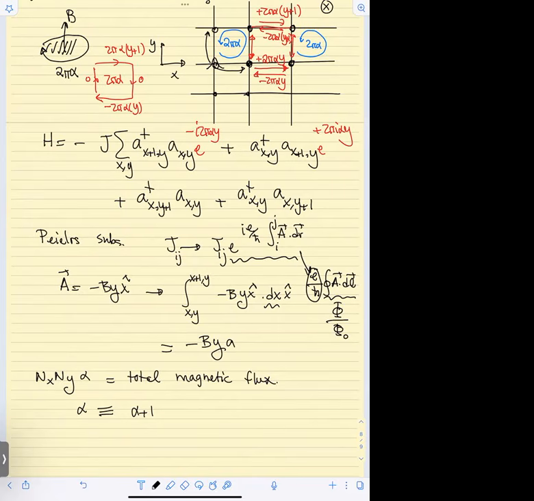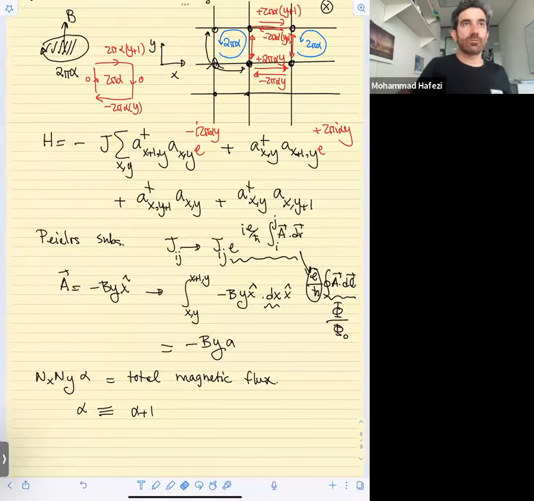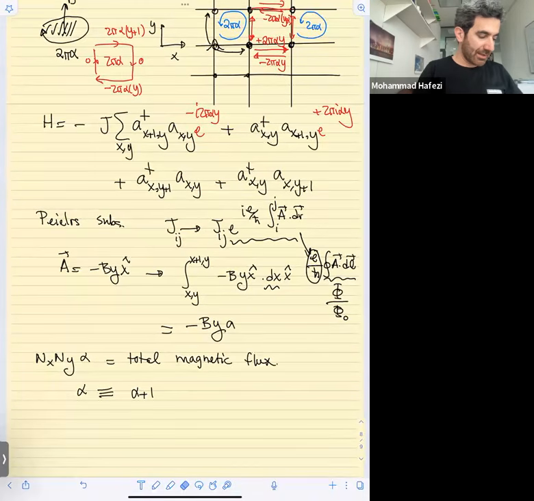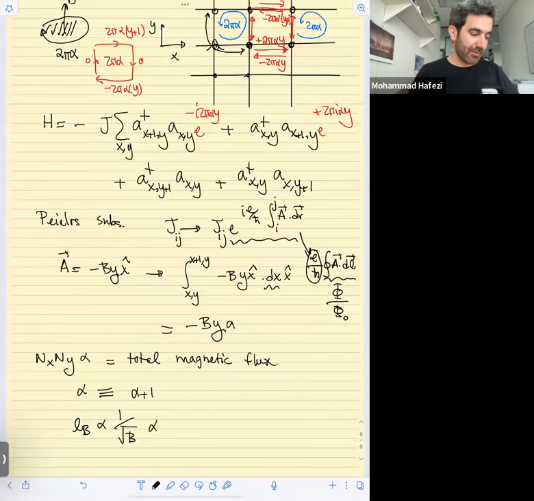So if the magnetic length becomes the lattice constant scale, this will approximate the continuum. Okay, indeed. So one can think of the magnetic length and find what it is as a function of alpha. You remember that the magnetic length was proportional to 1 over square root of B, and B is now proportional to alpha. So it would be something like this.